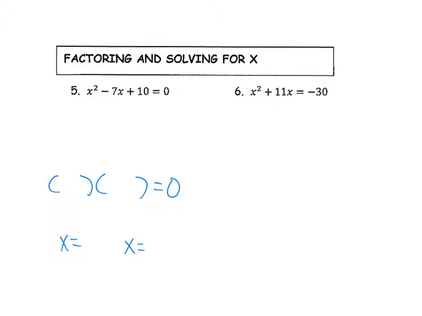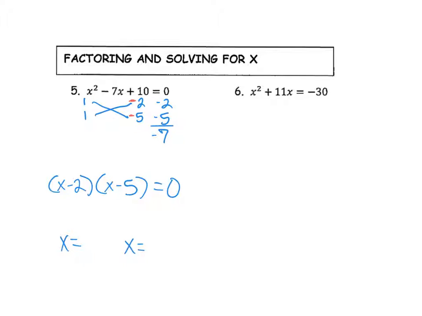Okay, how do I? You said 1 and 1. Okay, what makes 10? 2 and 5. I need to make a negative 7. 1 times 2. 1 times 5. How am I going to get a negative 7 out of that? If they're both negative. But what's going to be inside my parentheses then? Like this 2 has to be negative, and this 5 has to be negative. X minus 2, x minus 5. Yes, I had to factor first.